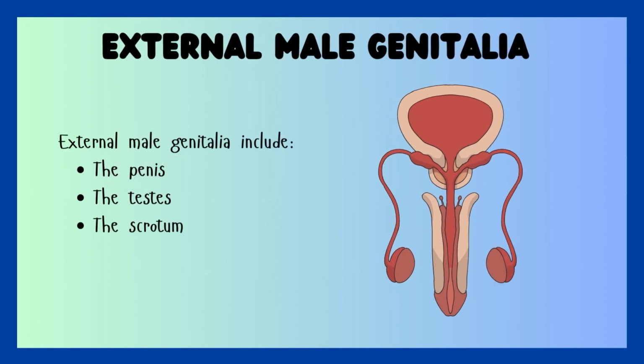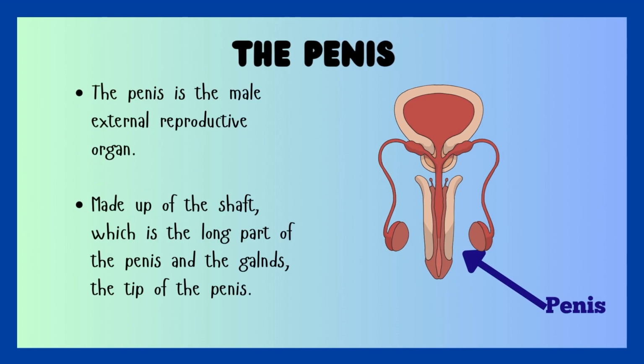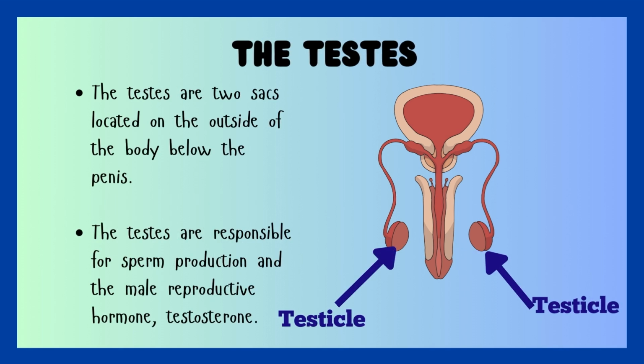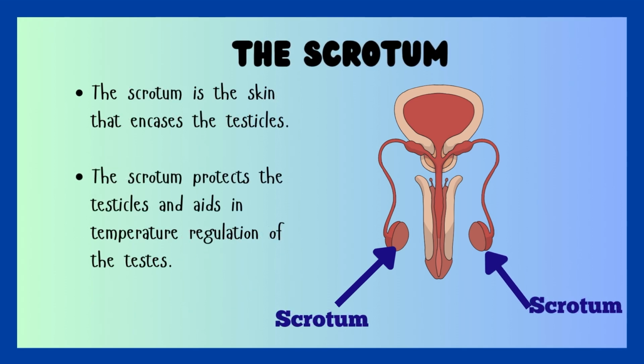The external male genitalia consists of the penis, the testes, and the scrotum. The penis is the male external reproductive organ. The penis is made up of the shaft, which is the long part of the penis, and the glans, which is the tip of the penis. The testes are 2 sacs located on the outside of the body, below the penis. The testes are responsible for sperm production and production of the male reproductive hormone, testosterone. The scrotum is the skin that encases the testicles. The scrotum protects the testicles and aids in temperature regulation of the testes.